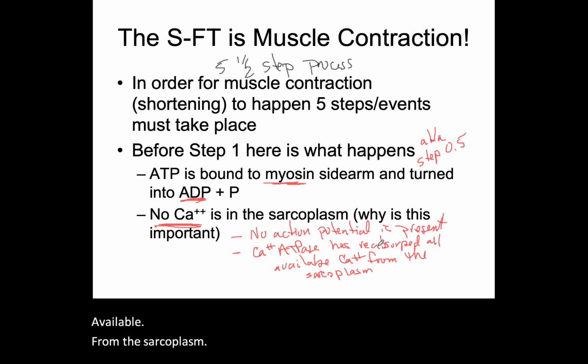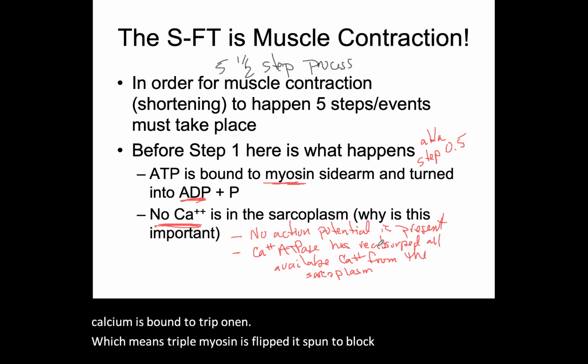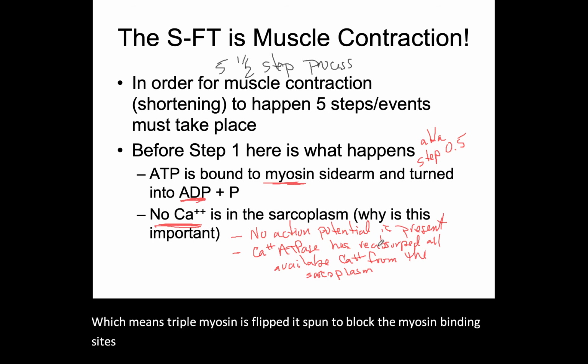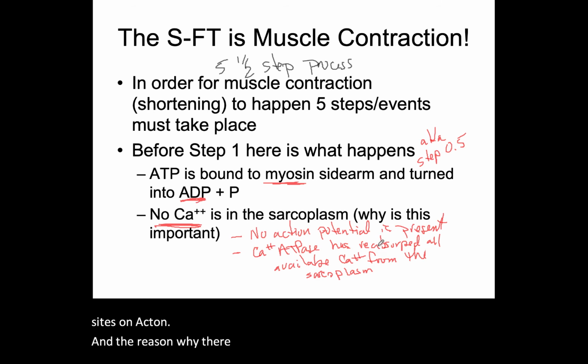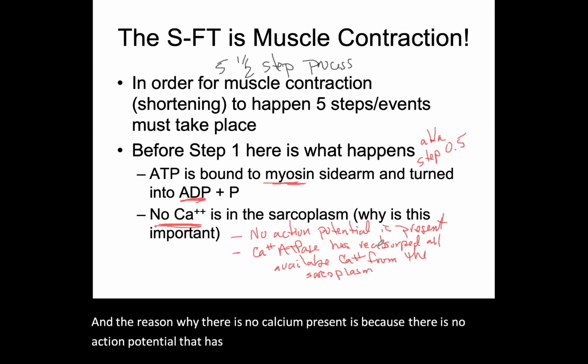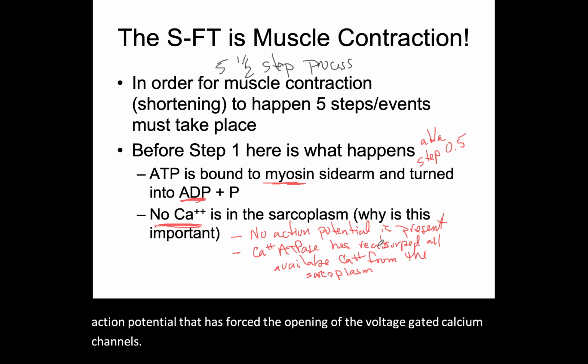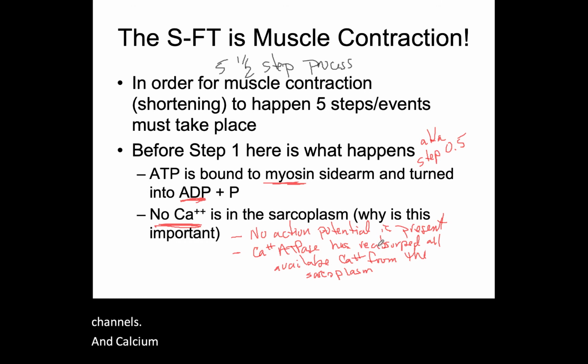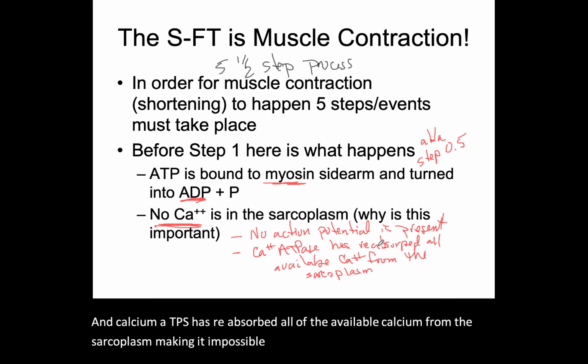All right, so because there's no calcium present within the sarcoplasm, no calcium is bound to troponin, which means tropomyosin is spun to block the myosin binding sites on actin. And the reason why there is no calcium present is because there is no action potential that has forced the opening of the voltage-gated calcium channels, and calcium ATPase has reabsorbed all of the available calcium from the sarcoplasm, making it impossible for anything to be bound to troponin. So that is step 0.5.